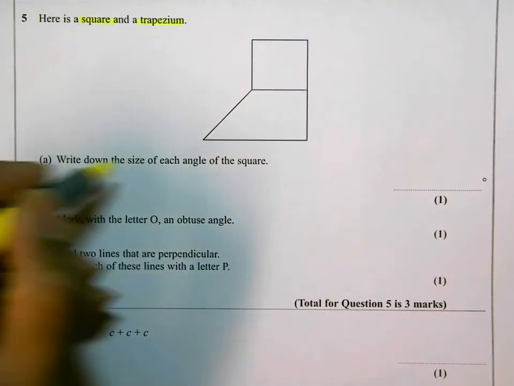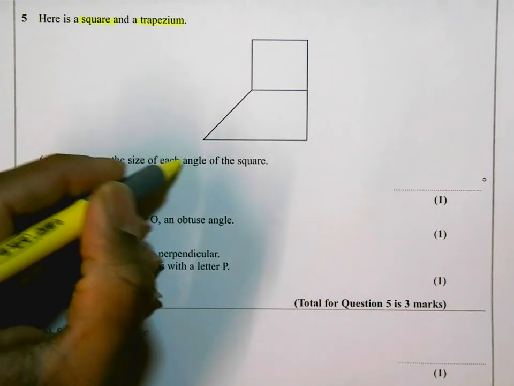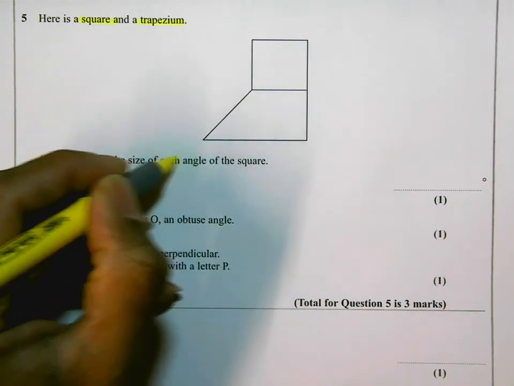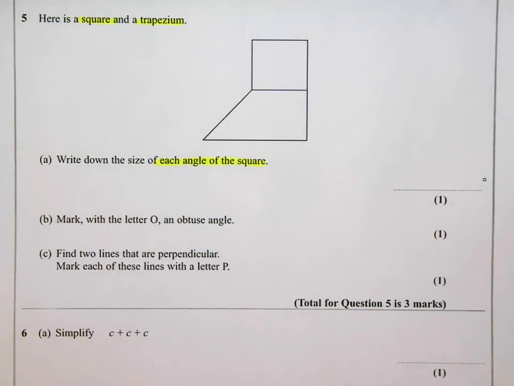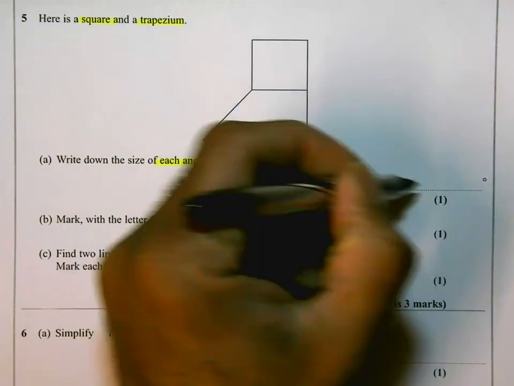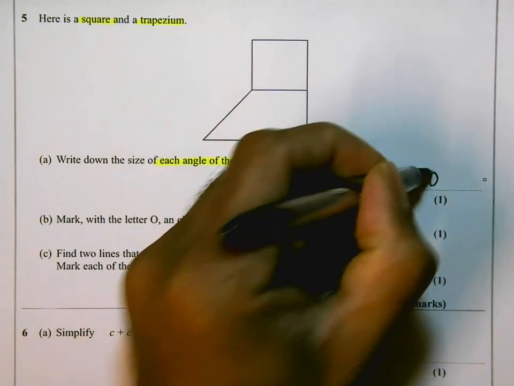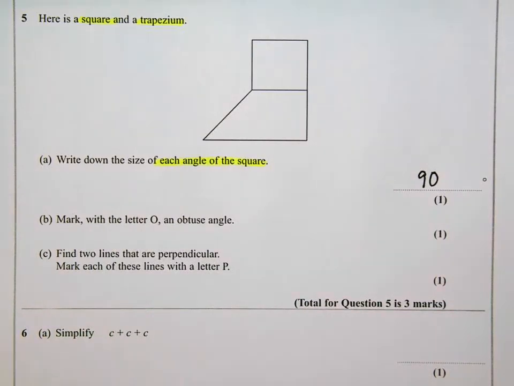Write down the size of each angle of the square. This is a fact that you do need to know. In a square, all the angles are right angles. In other words, all the angles are 90 degrees. So that's an easy way to get that mark.